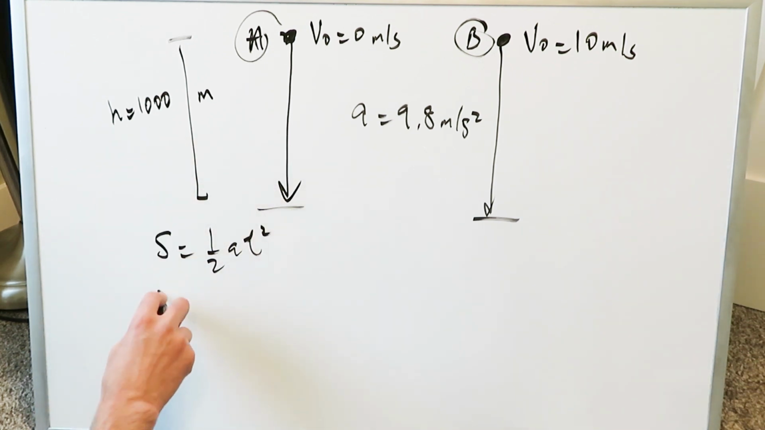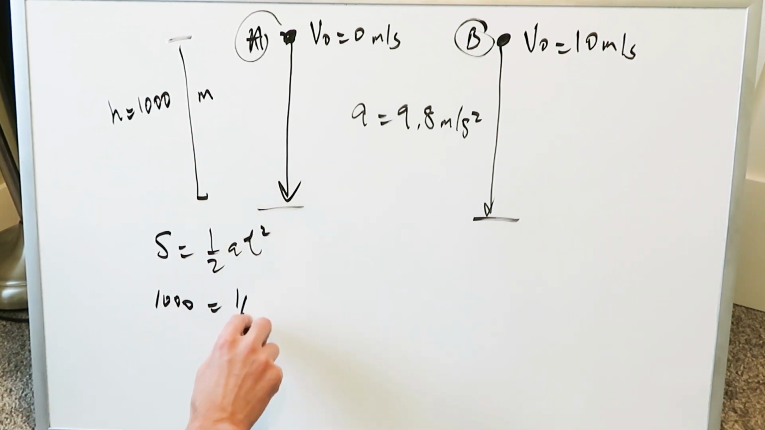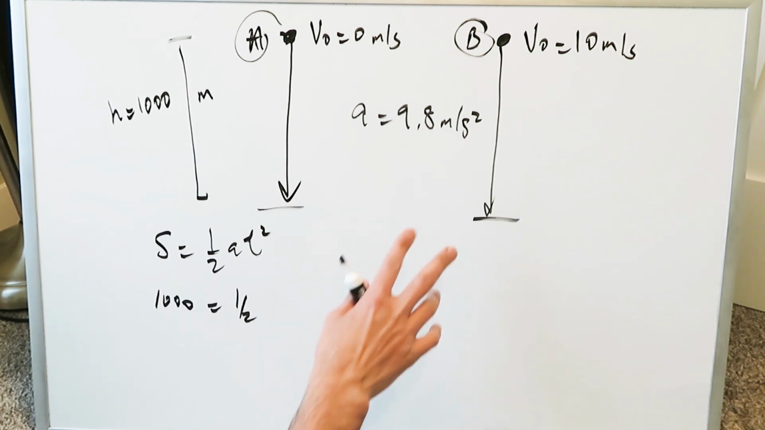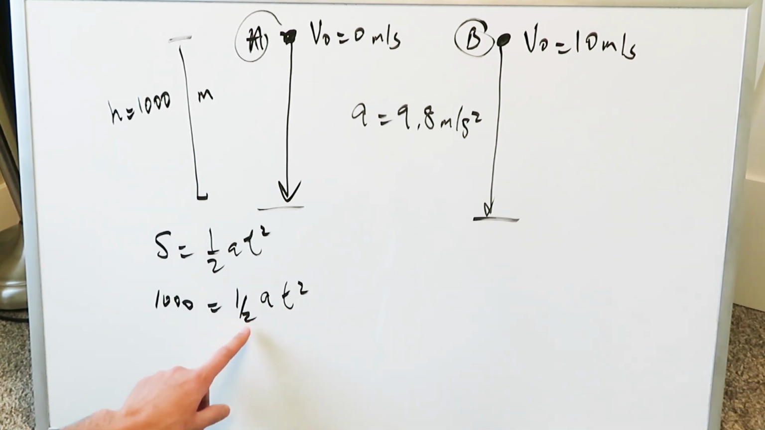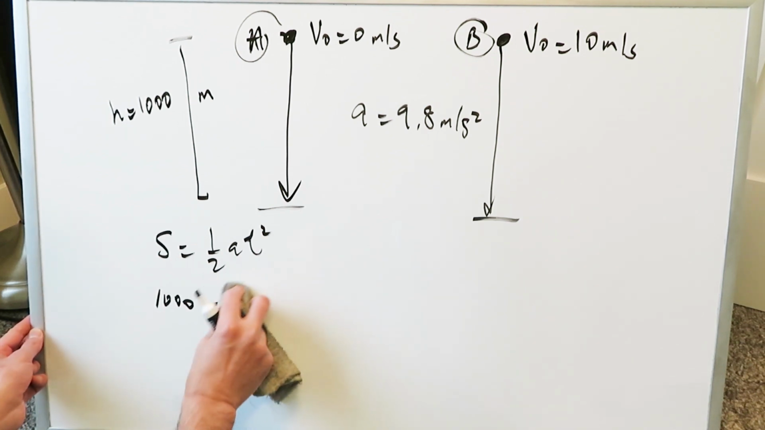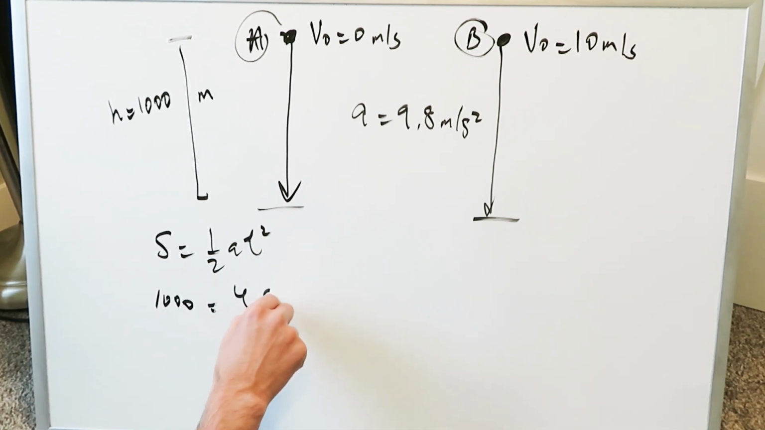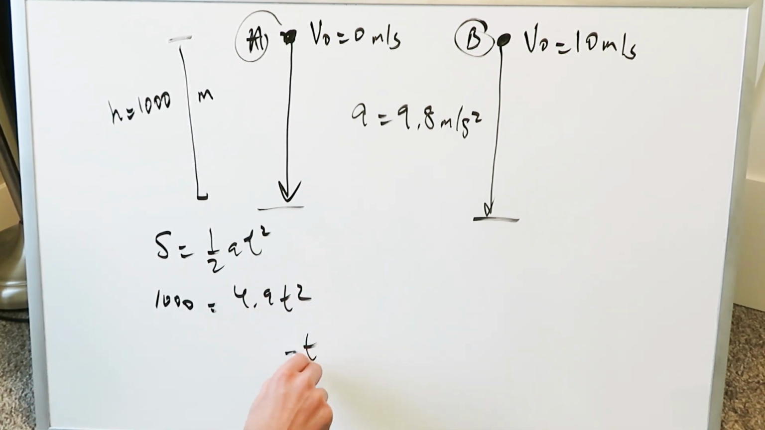You know S here is equal to 1000. At the end I'll explain to you graphically why the differences are so minimal. You have acceleration times time squared. But think about it. Acceleration over here is 9.8, you're multiplying by 1/2. That's really just saying 4.9 t squared. You know this is an easy equation. You're just going to do 1000 divided by 4.9 and you'll do the square root.